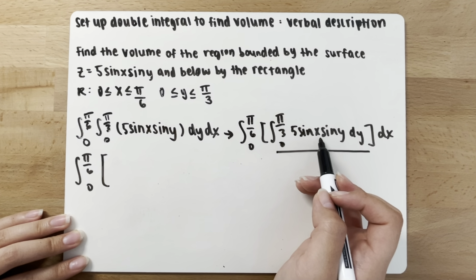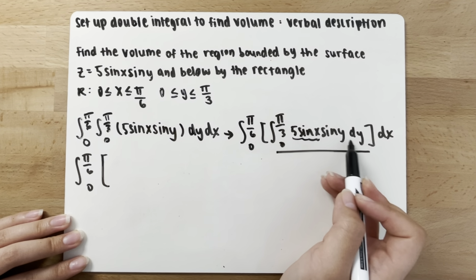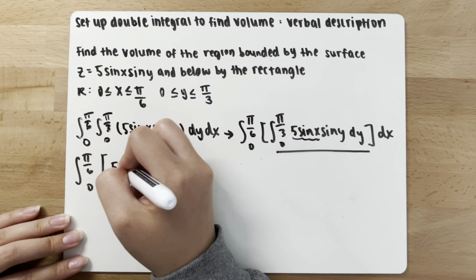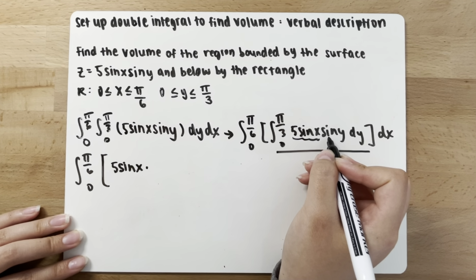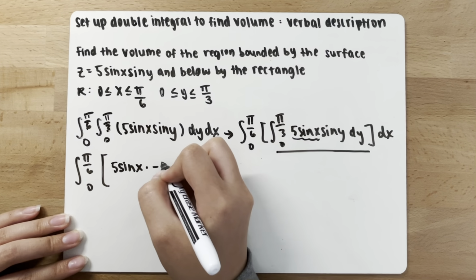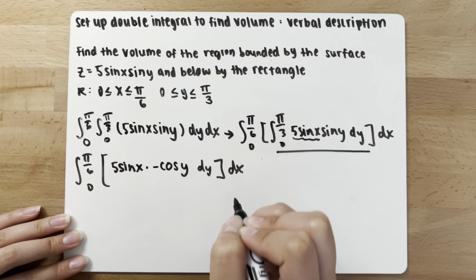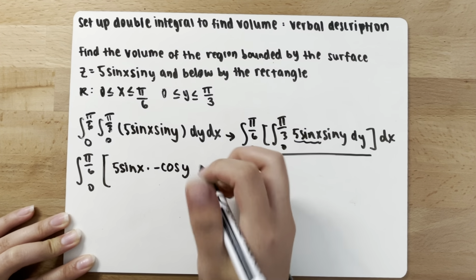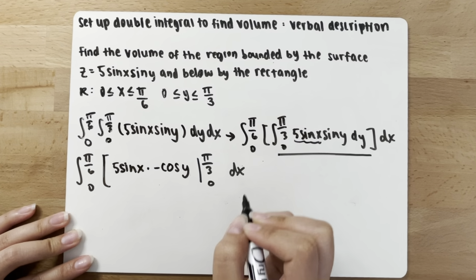Therefore, other variables will be regarded as constant. Therefore, this is a constant, and this is what we're going to integrate. So we are left with 5 sine x, and then the integral of sine y is negative cosine y dy dx. Next step is plug in the boundaries. So the boundaries are between pi over 3 and 0.